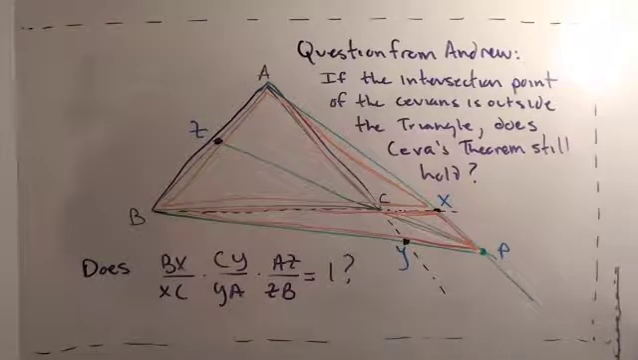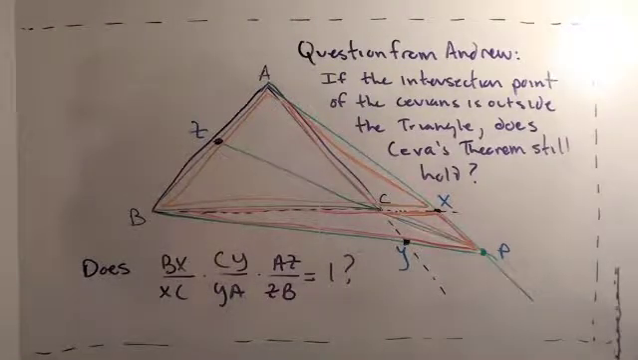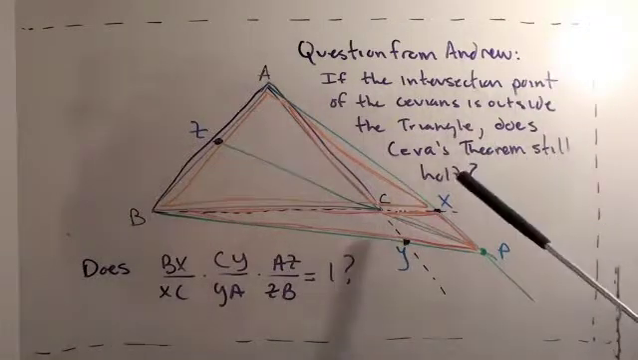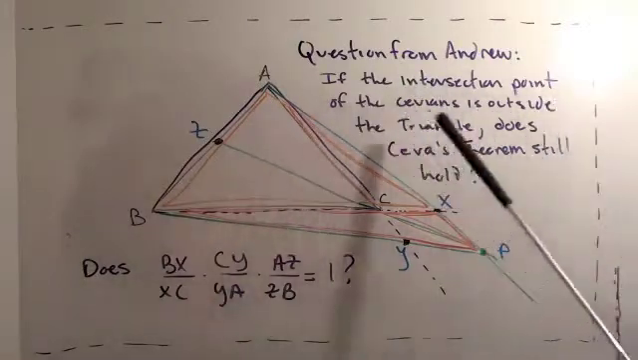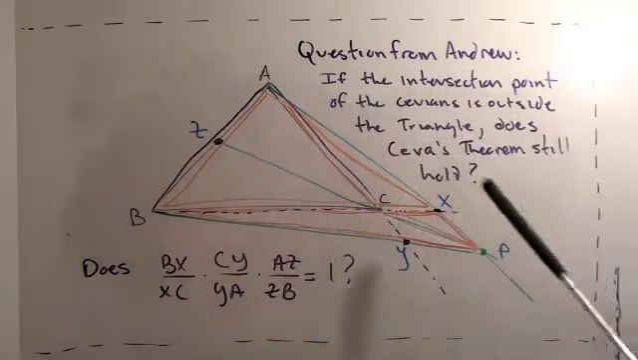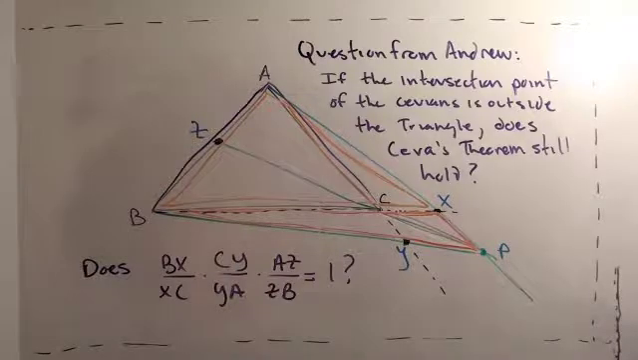Okay, welcome to a sort of surprise geometry lecture. I got a question from a former student of mine, Andrew, after watching the lecture on section 1.2 of Geometry Revisited. The question from Andrew was, on Ceva's theorem, if the intersection point of the Cevians is outside of the triangle, does Ceva's theorem still hold?